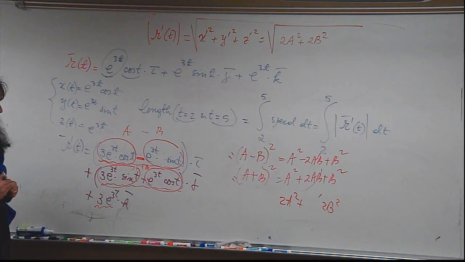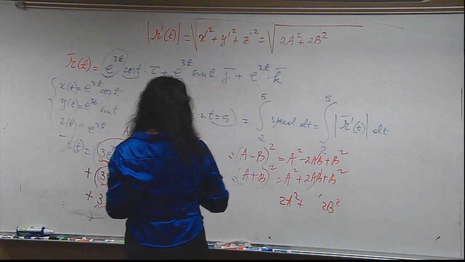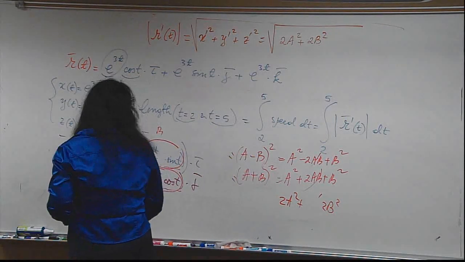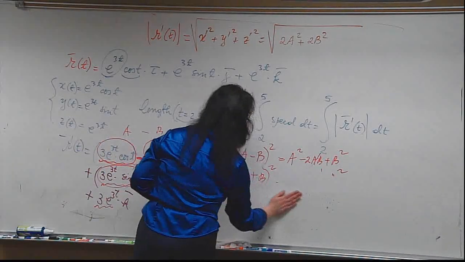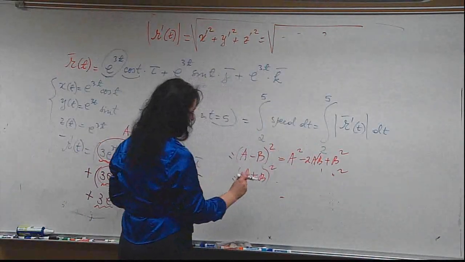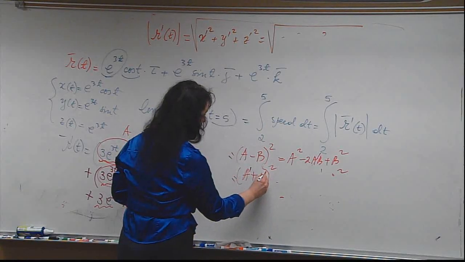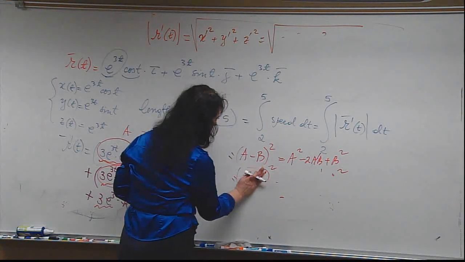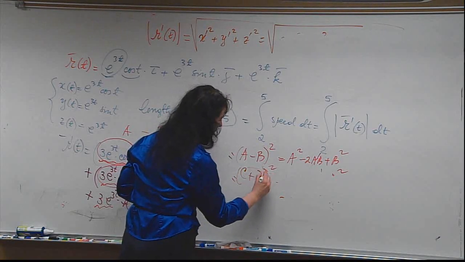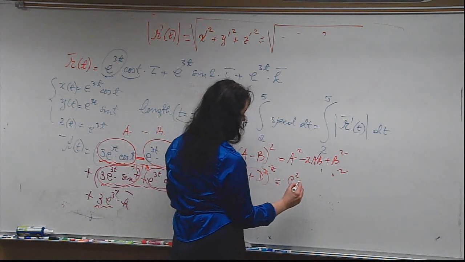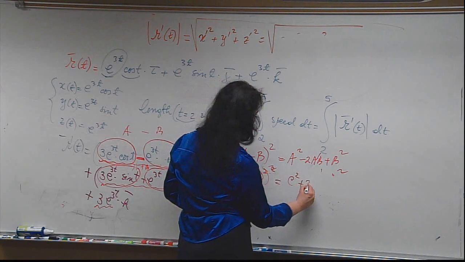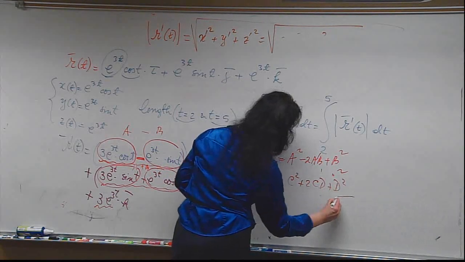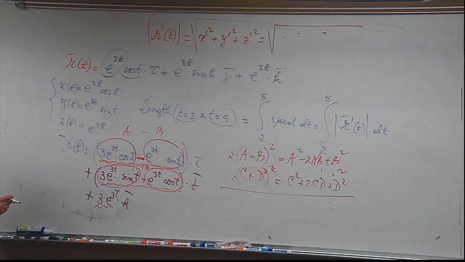A and B are not the same. You're right, this is the same, but these are different. So let me call them A prime plus B prime. Oh no, that's derivative. Let me call them C and D. Very good, thank you. C squared plus 2CD plus D squared. Okay? But the principle is the same.